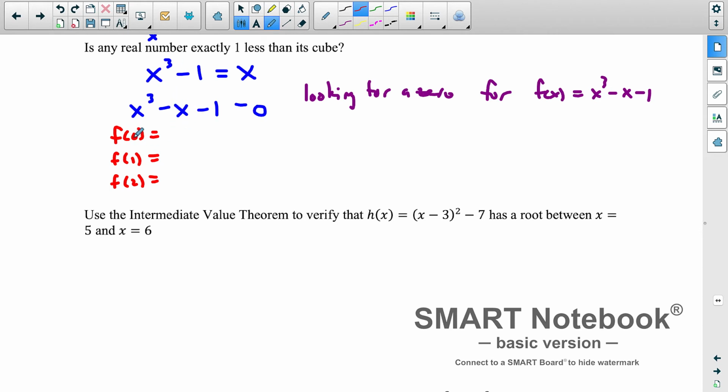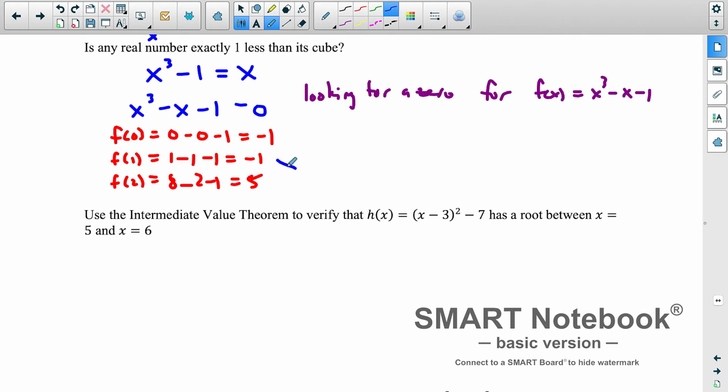So we plug 0 into here. f(0): 0 minus 0 minus 1 equals negative 1. Okay, now let's put 1 in there. 1 cubed is 1. And then we're going to take away another 1, and another 1, which equals negative 1. So does that show us there's a 0? Not yet. This function's still below the x-axis, down in the negatives. We need it to go positive. Let's try 2. 2 cubed is 8 minus 2 minus 1. That equals 5. Oh, there you go.